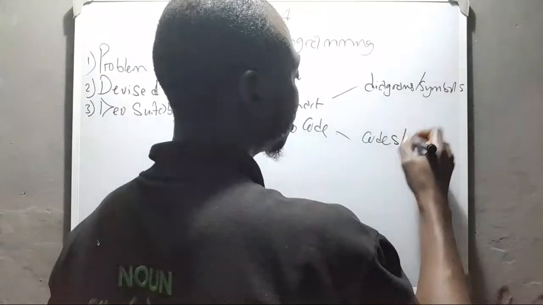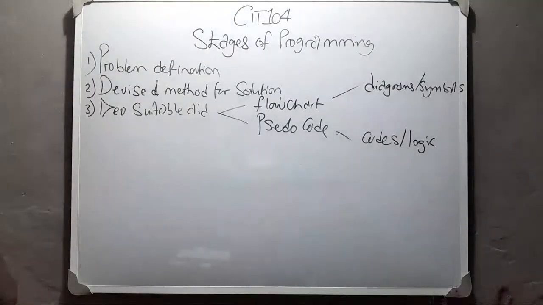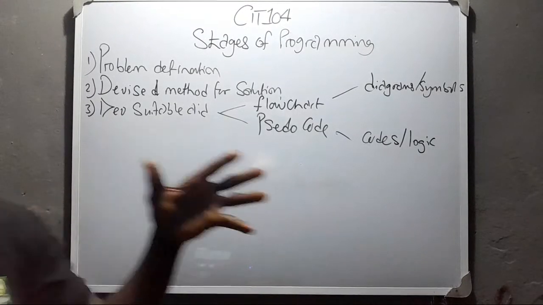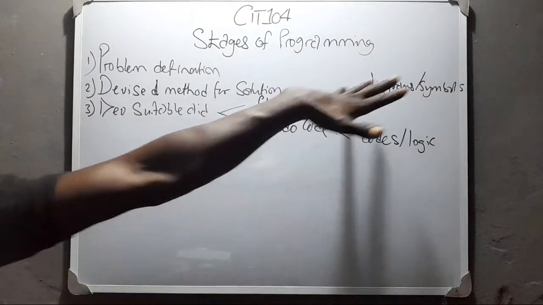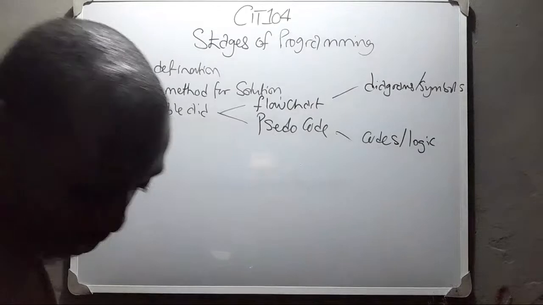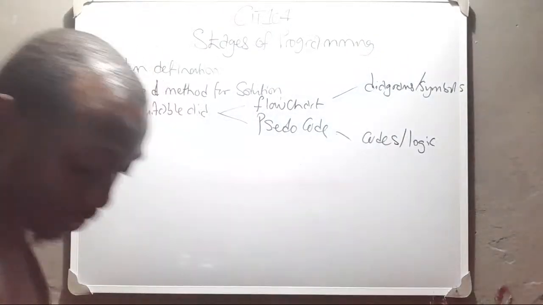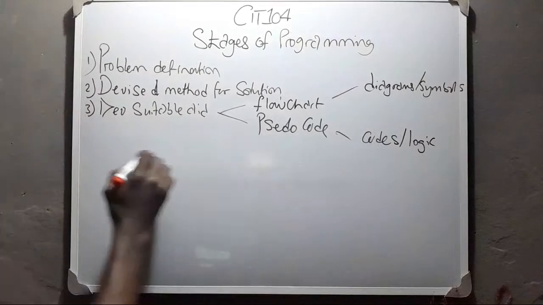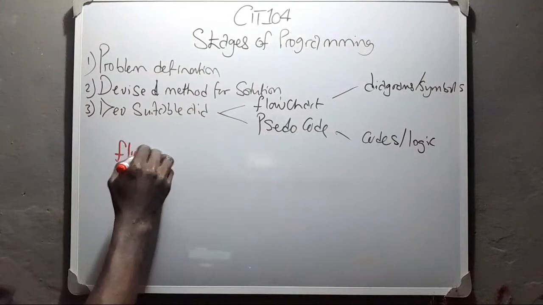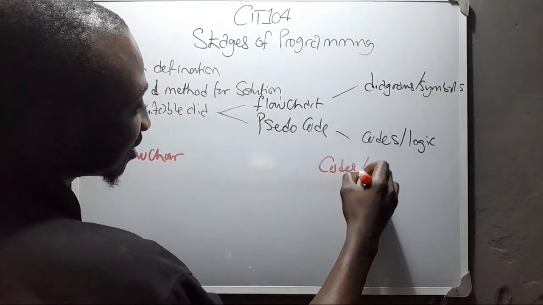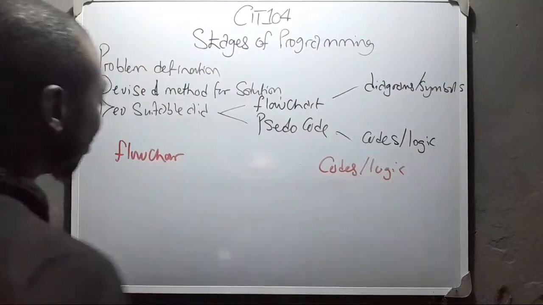Codes slash logic. Now, talking about the suitable aid, it has to go with either of these two. Now, for example, let me do a quick analogy. Now we have flowcharts, and we have codes slash logic.